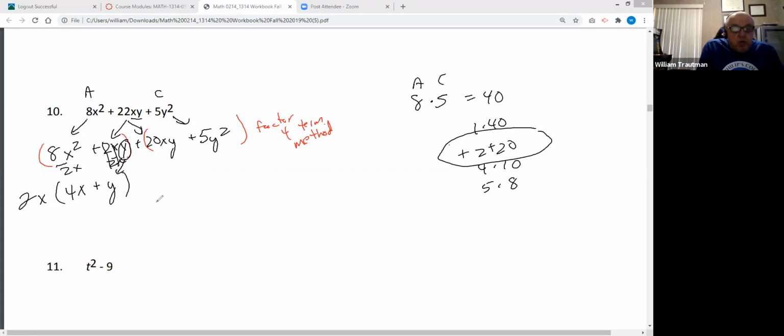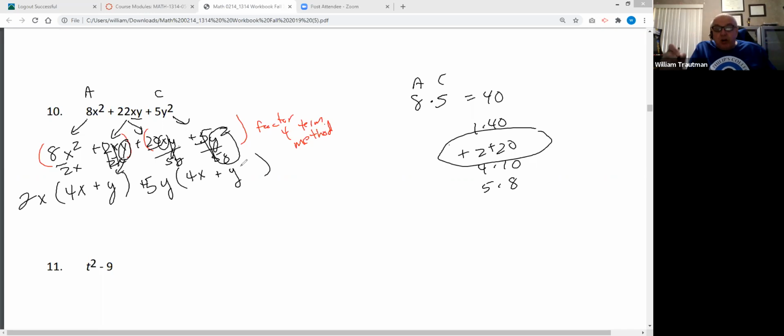On the next one, a 20 and 5 factors out. They both have a y in it, so 5y factors out. 20 divided by 5 is 4. The y's cancel, and I'm left with an x. Here, 5's cancel. One of the y's cancel, so I'm left with 1y.